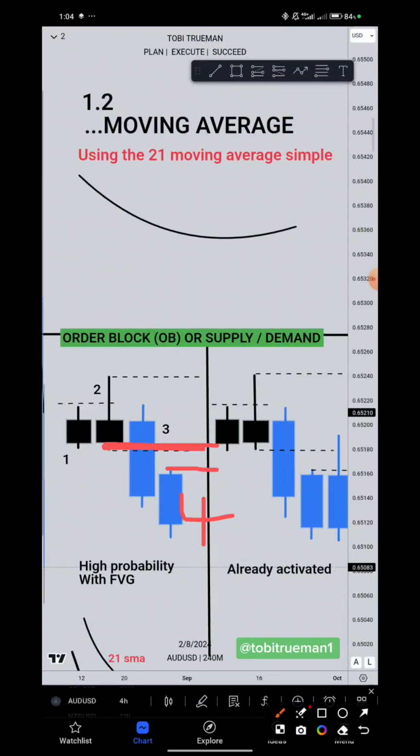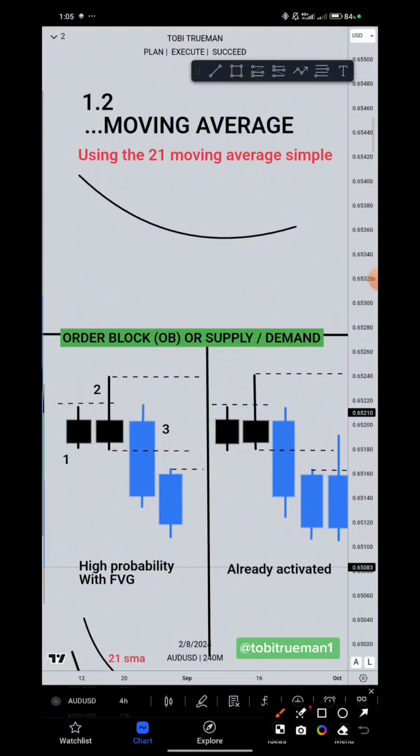Then the high point of candlestick 4, you draw it to your right hand side. In between this, you can see there's a gap. That gap is called fair value gap. It's an indication that yes, this particular signal has not been tapped. Okay, then we can enter the signal.